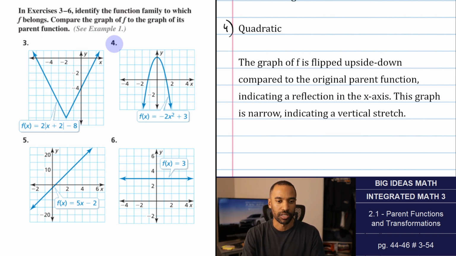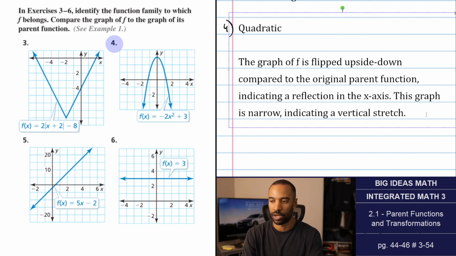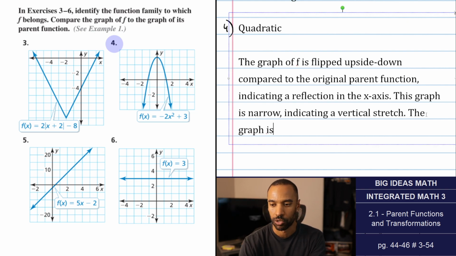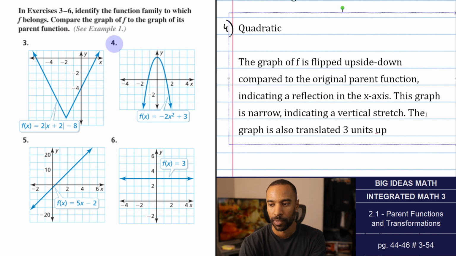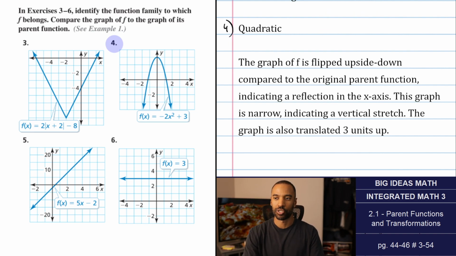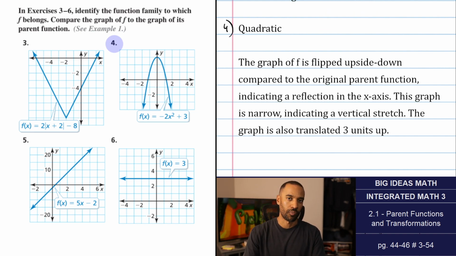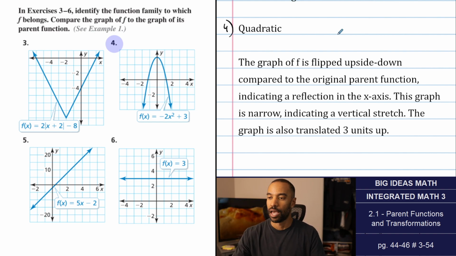And then there's a translation. The vertex would normally have been at the origin, but now it's 3 units up from where it was. The graph is also translated 3 units up. So again, I might be over speaking on the answers for these ones, but it's things we're going to have to do when we actually deal with our own graphs. So I'm starting it now.